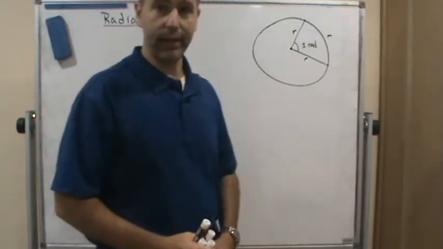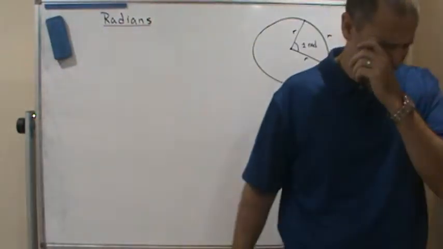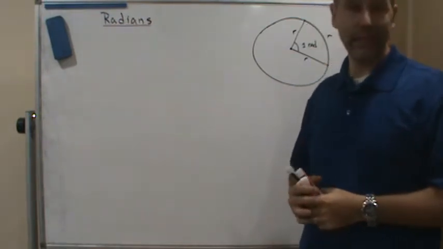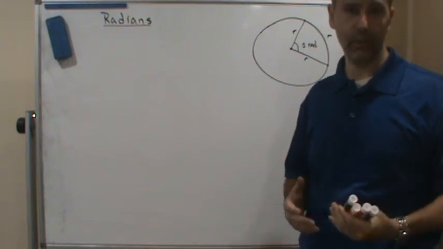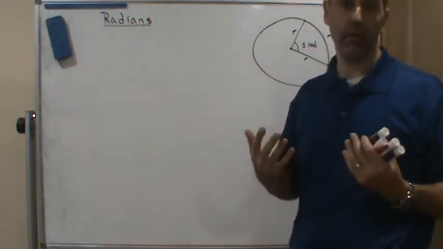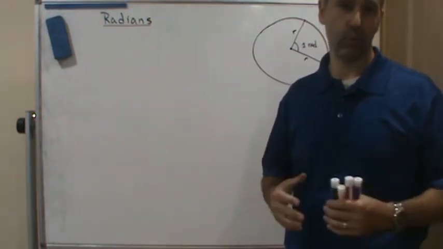Okay, so today we're going to talk about radians. Radians are important in trigonometry. We've been dealing with degrees, right? So measuring arc lengths by degrees, central angles by degrees. We can also measure these angles using another unit of measurement that's common in trigonometry called radians.